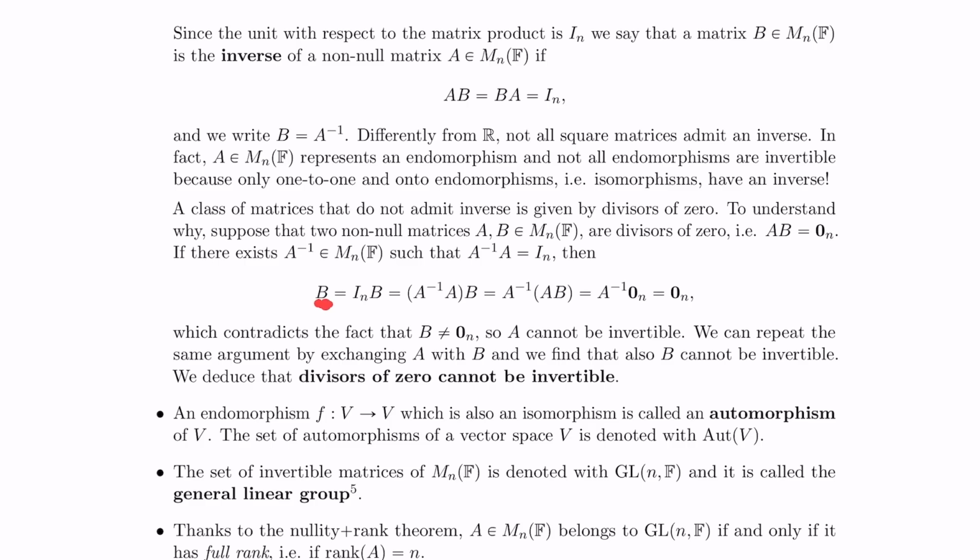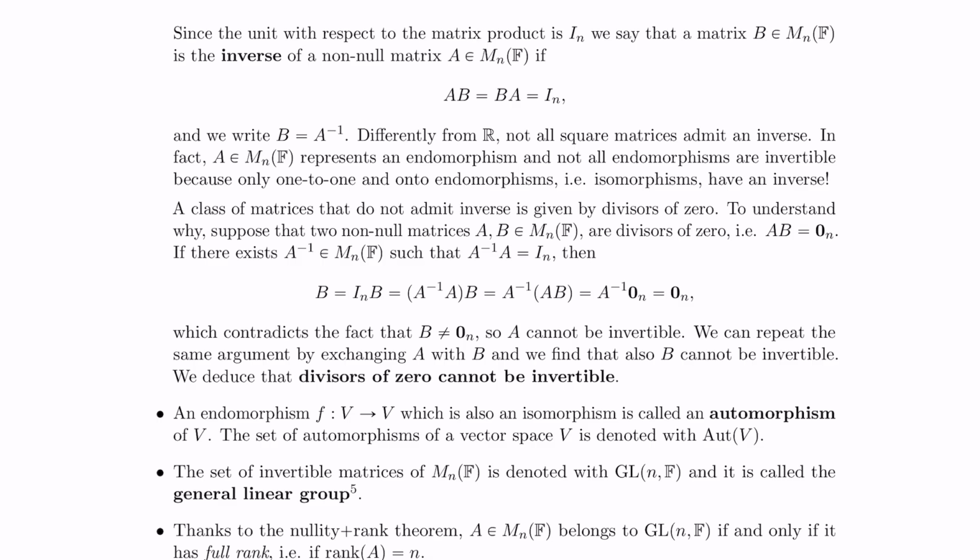We can rewrite the matrix B as the identity matrix times B. But the identity matrix can be decomposed like this, okay? And so, using the associativity of the matrix product, we can write the parentheses here, and we have the inverse of A times A times B. However, recall that A times B is the null matrix, and so we have the inverse of A times the null matrix, which gives the null matrix. This proves that if there exists the inverse of A, then B is the null matrix.